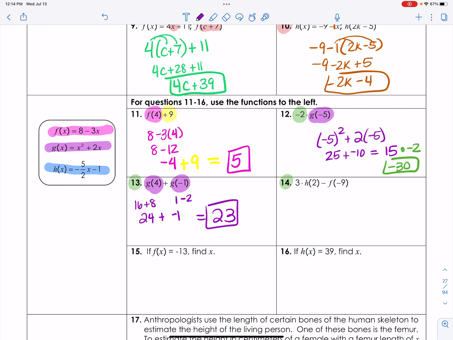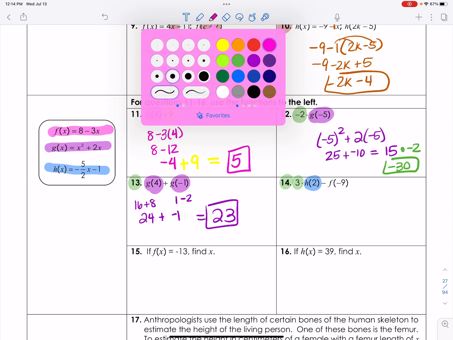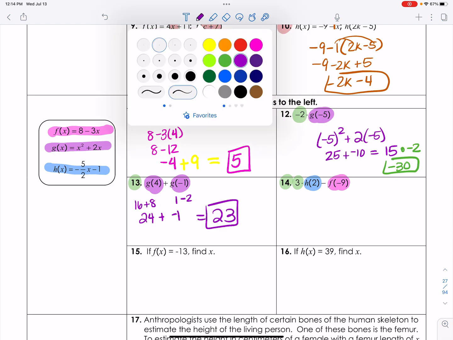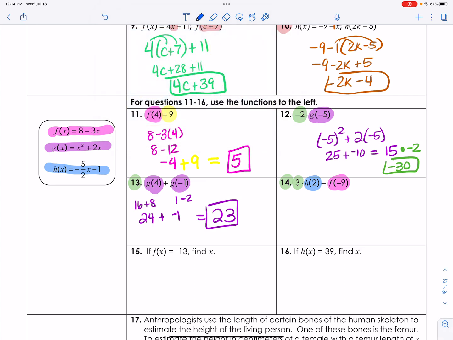Okay. Then on that last one, they want me to find h of 2, order of operations. They want me to times it by 3. And then they want me to do f of negative 9. And then they want me to subtract those things. So one thing at a time. I'm going to do h of 2.